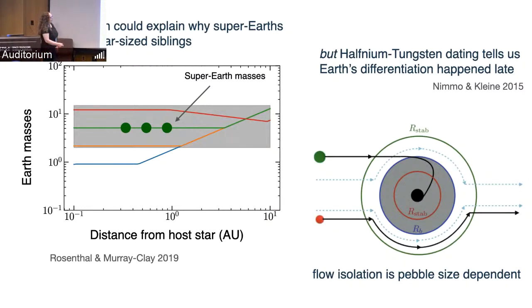Whether this is important for terrestrial planets is still a major open question. I will comment that the hafnium-tungsten dating system tells us that in our solar system, Earth's differentiation happened late. That's because hafnium likes to stick in the rock. Tungsten likes to, if it's hot enough during core formation, go down into the core of the planet.